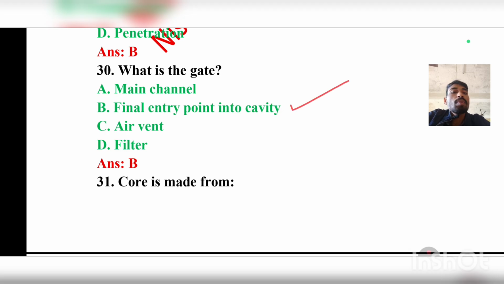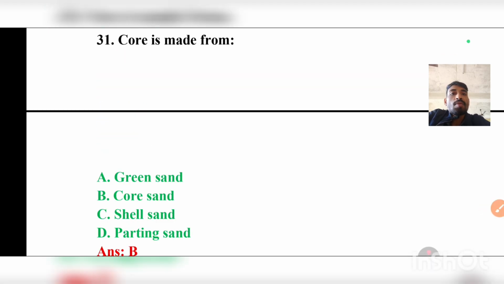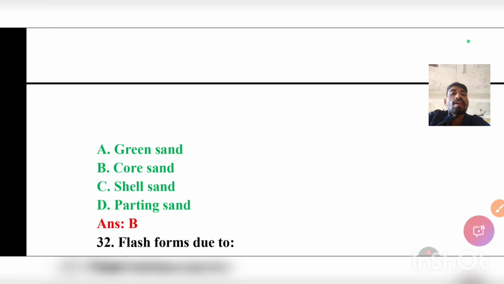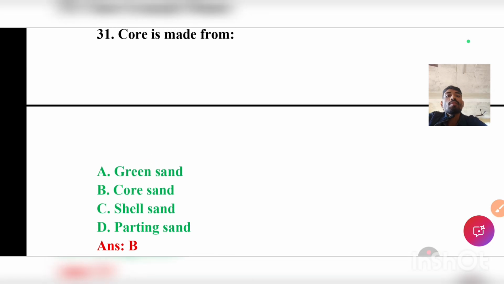The option number B. So coming to the question number 31, the core is made from green sand, core sand, shell sand, or parting sand. So the option B is the correct answer. That is your core sand.